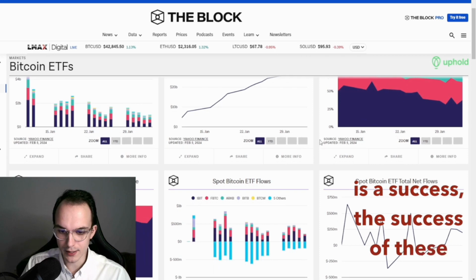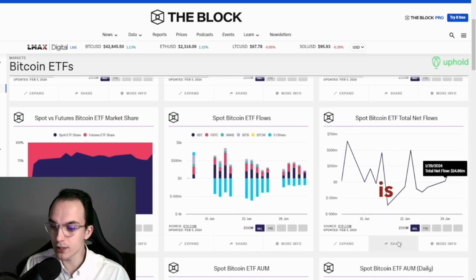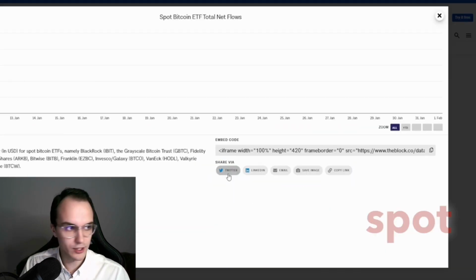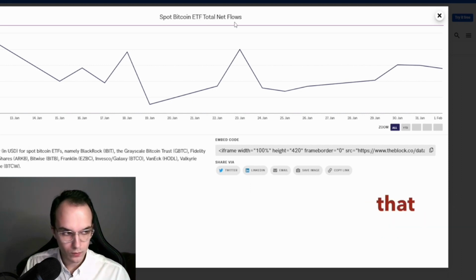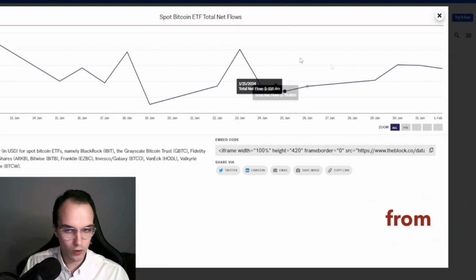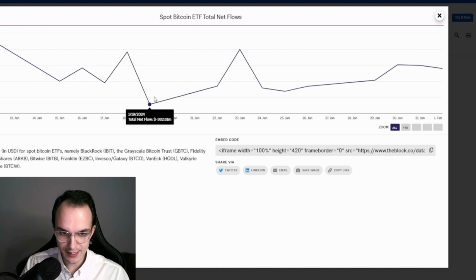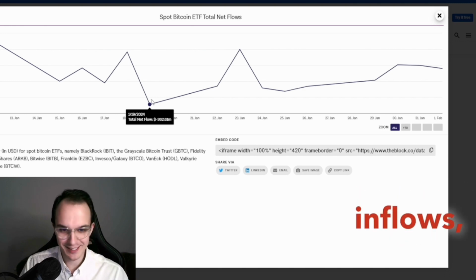The success of these ETFs, the most important chart is this. Let's expand it, Spot Bitcoin total net flow. That is clean, the takeaway from Bitcoin: on the 19th we had an outflow of Bitcoin from the market, and now we only have inflows.